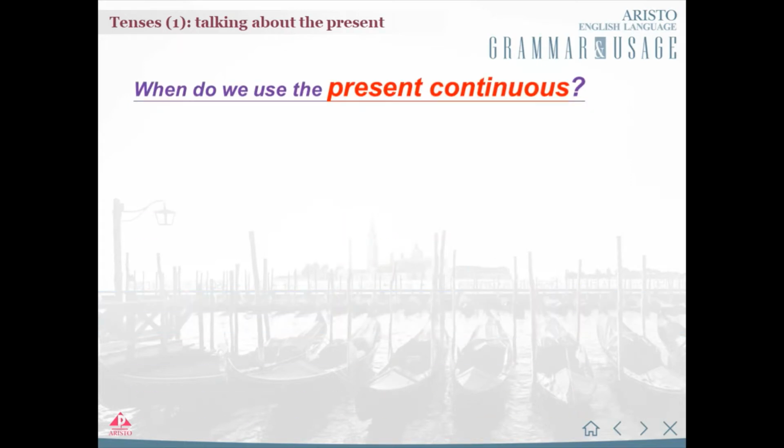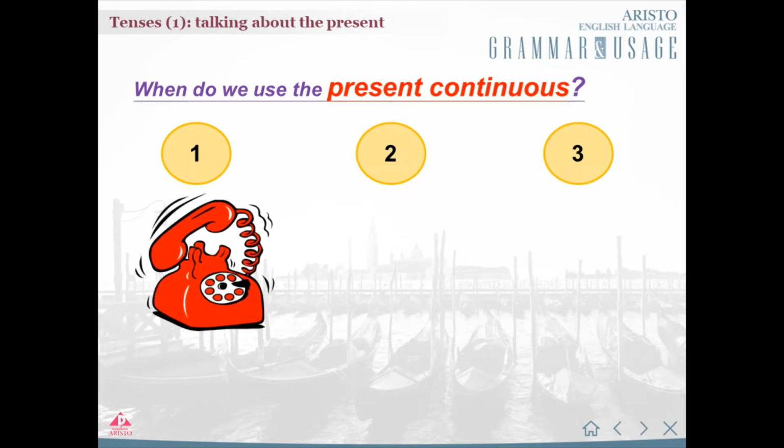When do we use the present continuous tense? There are a few different purposes for the present continuous tense. First, we use it to talk about something that is happening at or around the time of speaking. For example, the phone is ringing.